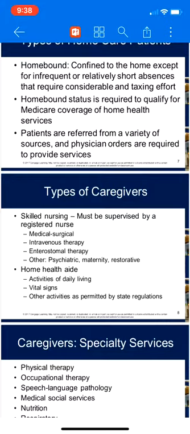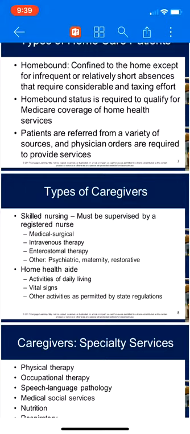Skilled nursing agencies employ healthcare personnel with a variety of skill levels. Individuals employed by these agencies may include nurses trained in medical surgical nursing, intravenous therapy, enterostomal therapy, psychiatric or mental health, maternity, or restorative nursing. The level of nursing care used depends on the individual patient need.